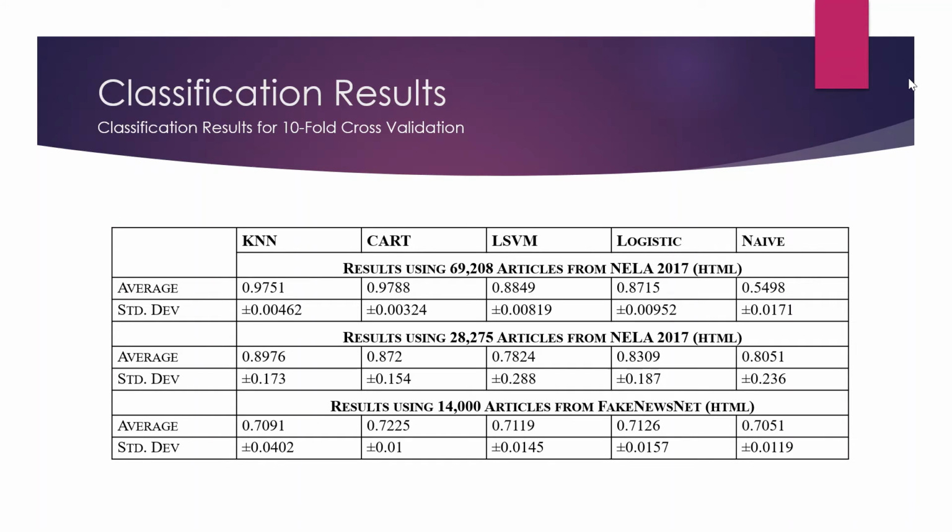Here we see a table containing the results of the tenfold cross-validation. The results run on the NELA 2017 dataset show an average accuracy of around 97%. The authors of the paper on an exploration of reliable news classification in Brazil and the US also made use of the NELA 2017 dataset and the LSVM algorithm, and found accuracies of around 72% when they used linguistic-based features. The classification on the Fake News Net dataset achieved accuracies around 72%.